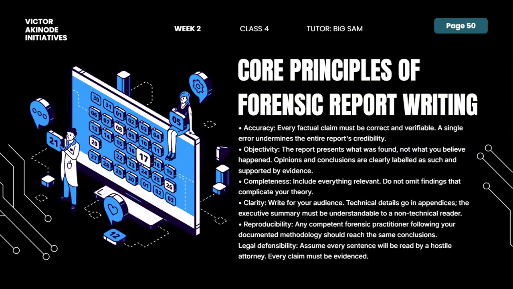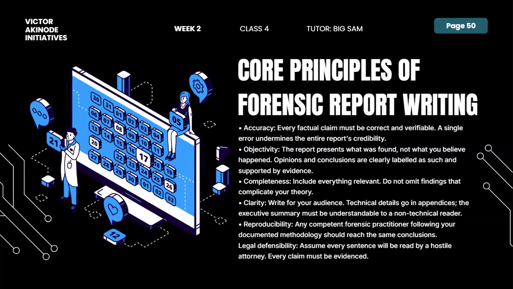Now, the core principles of forensic report writing: it must be accurate. Objectivity: the report presents what was found, not what you believe happened. Okay, they said this person actually traveled, but the person did not travel. The person is around the office, around the workstation. So it did not happen. The data is what you are going to say.